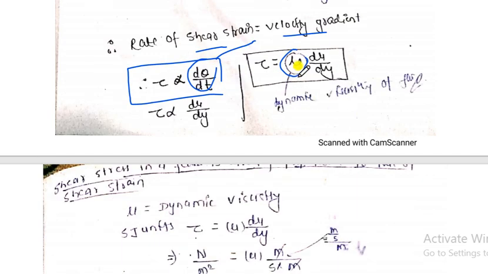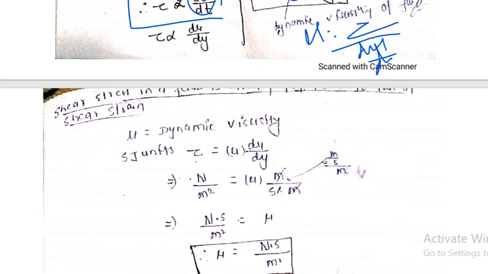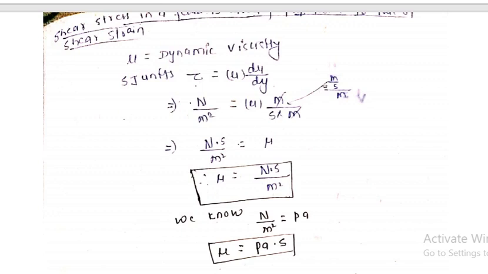So Newton's law of viscosity states shear stress equals mu into du by dy, where mu is the dynamic viscosity of the fluid. If you need to find mu, then mu is equal to tau divided by the velocity gradient du by dy. So here you can see the formula for dynamic viscosity.